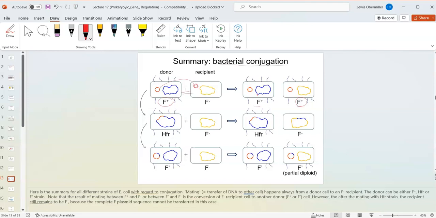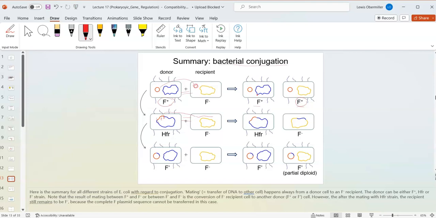So it's going to make a pilus. We have HFR. Remember, that means that the F factor is now integrated into the host chromosome, into this bacterium's chromosome. So if it's going to rolling circle replicate, it has to rolling circle the whole 4 million nucleotides. That's never going to happen. So part of this will go into here.